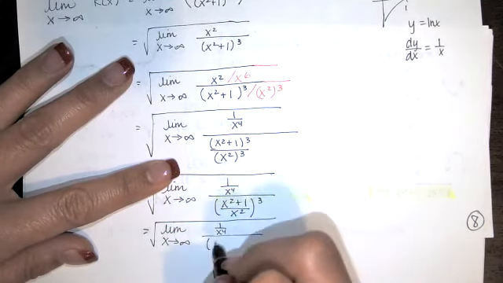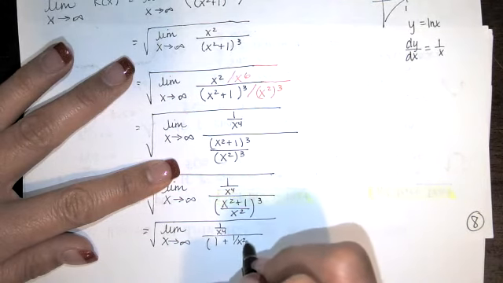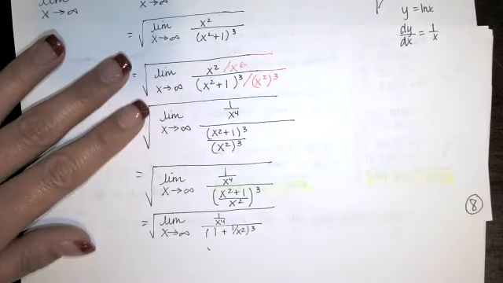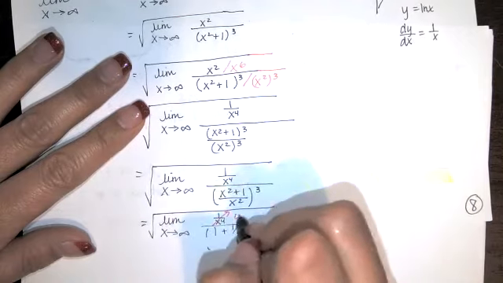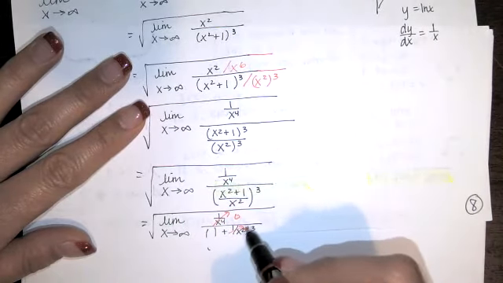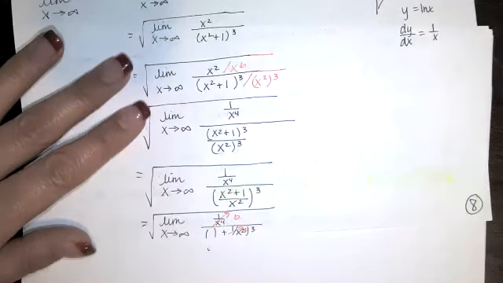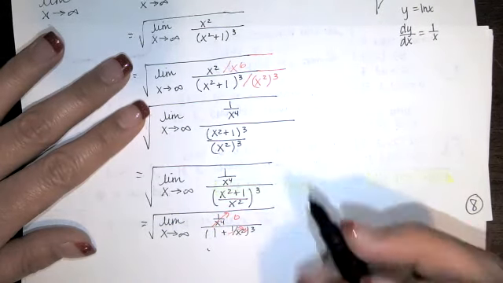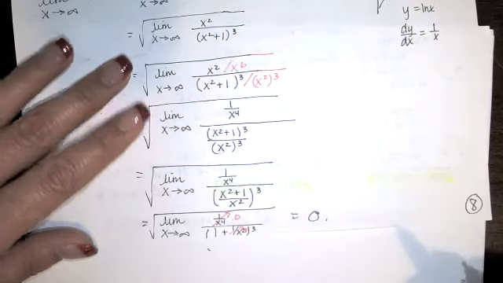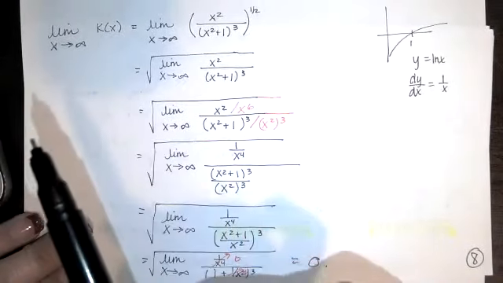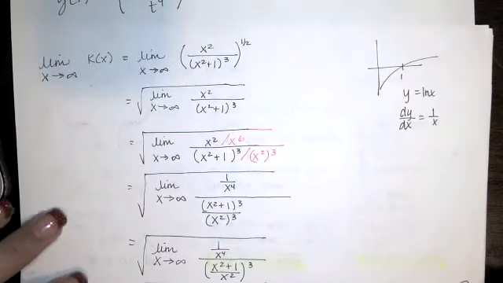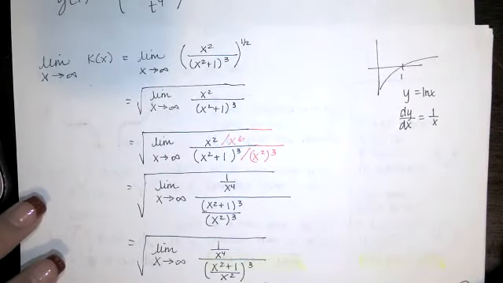X squared divided by x squared is 1, and then I've got a 1 over x squared there, and we're cubing it. As x goes to infinity, this goes to 0, and this goes to 0. So I end up with 0 over 1 plus something going to 0 cubed. This expression under the radical goes to 0, square root of 0 is 0, so the limit is 0. So that means as x goes to infinity, the curvature approaches 0, which is exactly what we see when we look at the natural log graph.